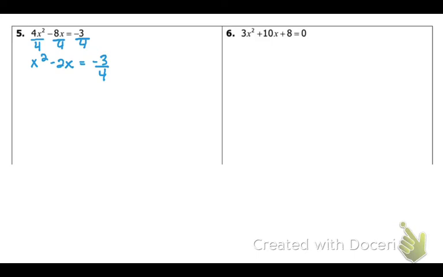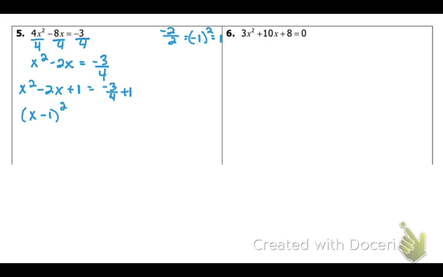So half of b, so we're looking at negative 2. That's negative 1 squared. So that's 1. So I'm actually adding 1 to both sides. Okay, you're going to factor. Now, remember the goal is to have the same thing 2 times. If one's positive, one's negative, you're doing something wrong. So what times what gives me 1, but also a negative 2? So that's going to be negative 1 and negative 1.